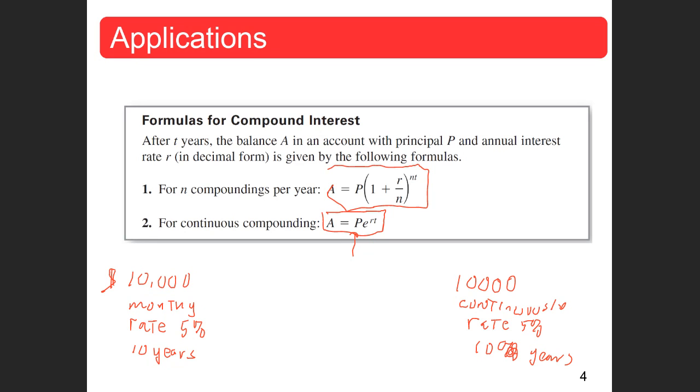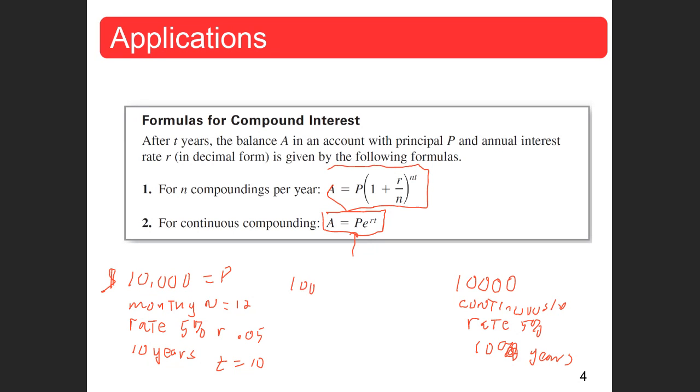My n value is 12, because that's the number of times I'm compounding it. My rate: now remember, you have to change a percent to a decimal, so that's 0.05. And then my t-value is 10 years, and this is my p-value, which is the original amount. So I'd plug that in.